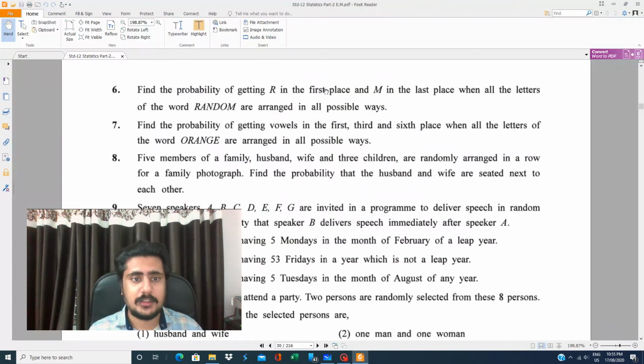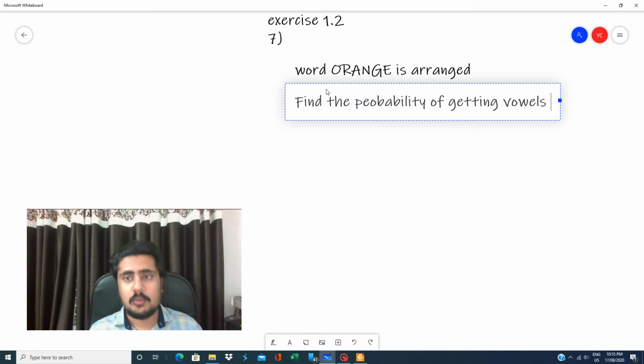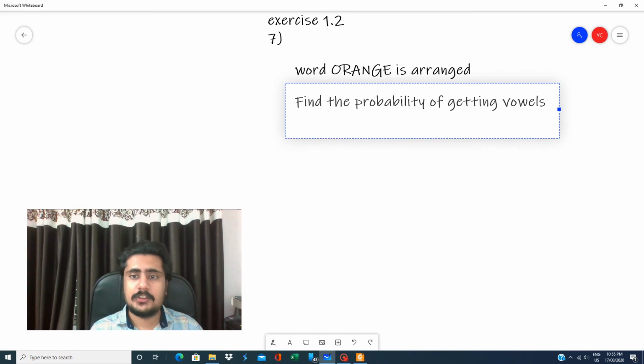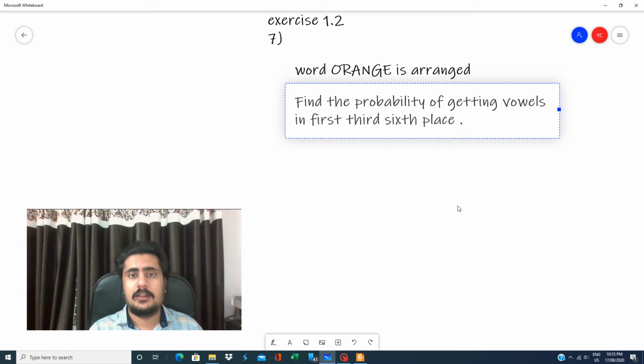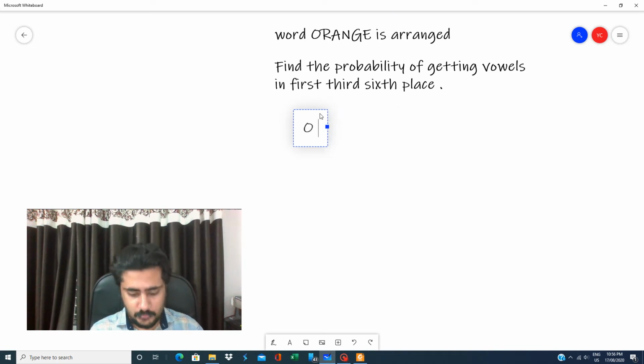What is the condition given? Find the probability of getting vowels. You have to find the probability of getting vowels in the first, third, sixth place. Yes, this is your condition. Now, as I told you, when the word orange is arranged, the word is ORANGE.